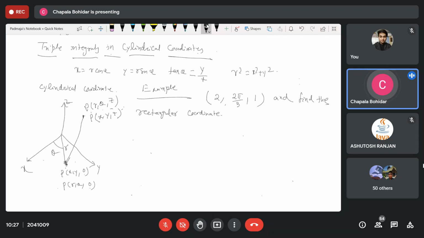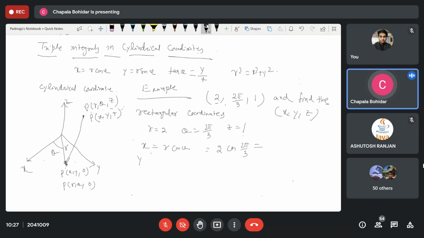Find the rectangular coordinates. So what is the value? It is your r. Here r is equal to 2, theta is equal to 2 pi by 3, and z is equal to 1. Rectangular coordinate is your x, y, z. We know the value of x is equal to r cos theta. That is your 2 cos 2 pi by 3. So what is that value?